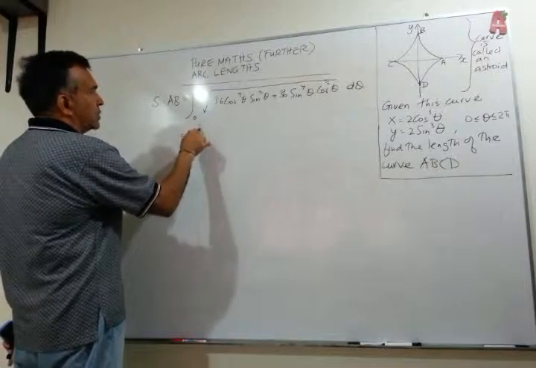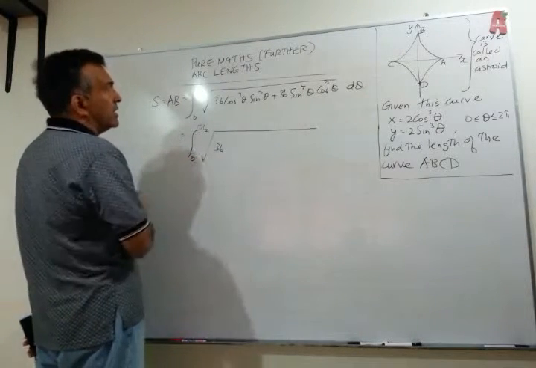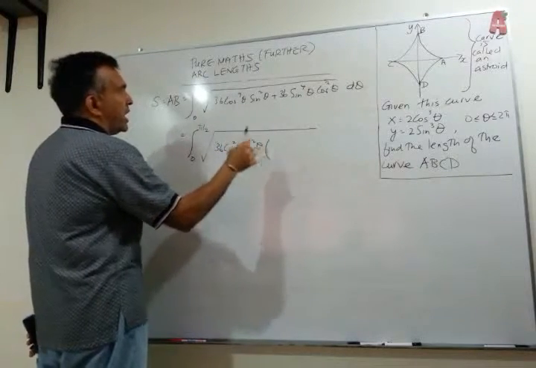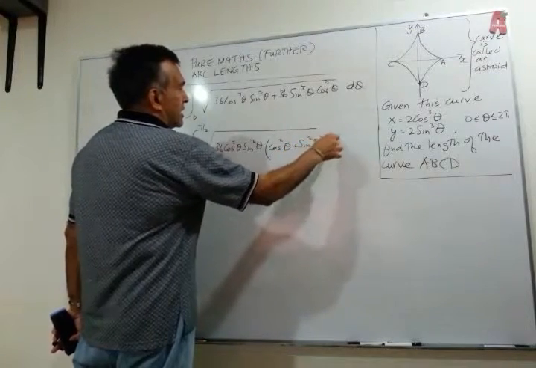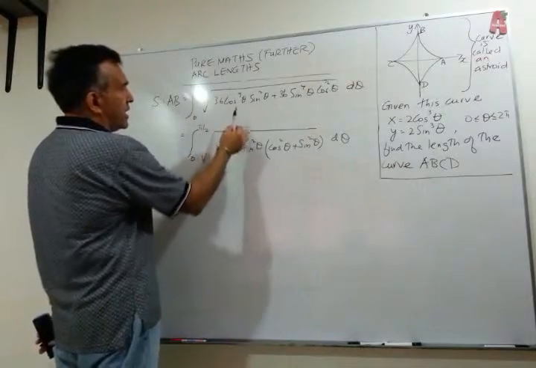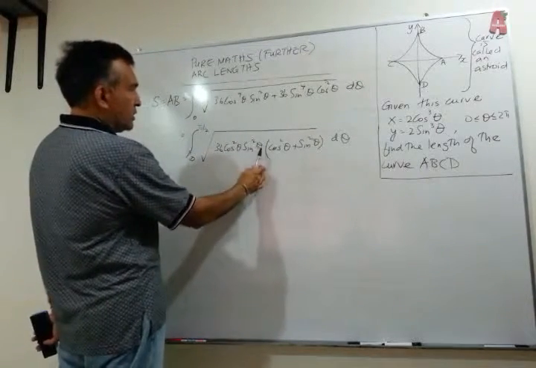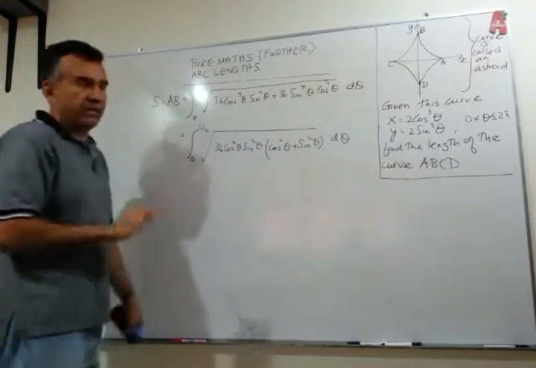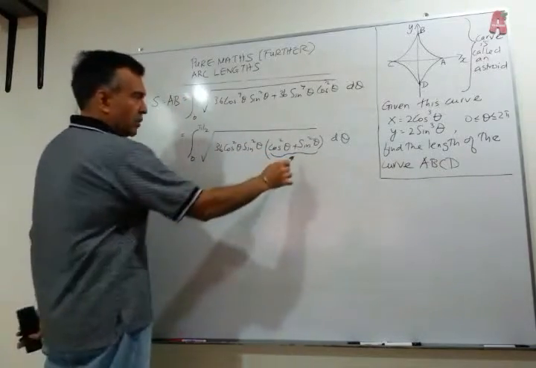We have 0 to pi over 2, square root. Let's take out the 36. Let's do some factorizing. We have cos squared theta, sine squared theta, and I have cos squared theta plus sine squared theta. Great, things are falling into place. Just to check very quickly, I have 36 cos to the power of 4 theta sine squared theta, and I have 36 cos squared theta sine to the power of 4 theta. Great. This one, we know the value, it's 1.